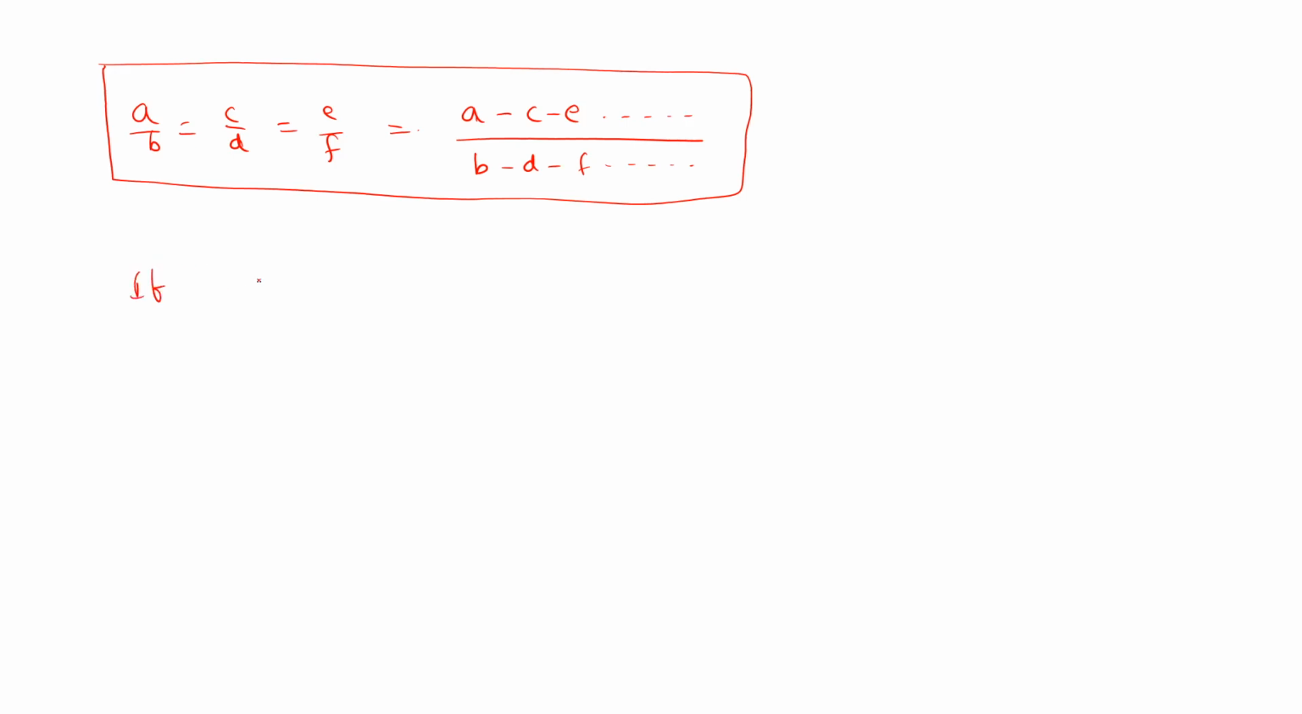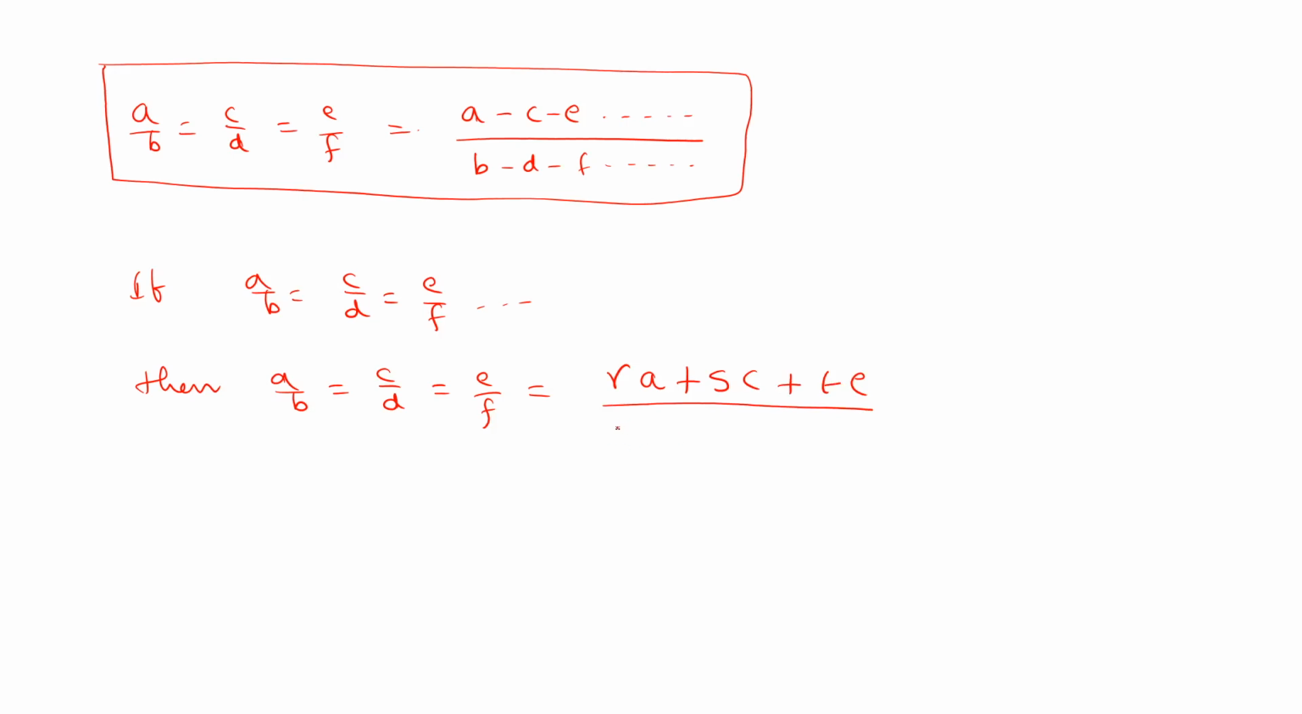And if A upon B is equal to C upon D is equal to E upon F and so on, then A upon B is equal to C upon D is equal to E upon F is also equal to RA plus SC plus TE by RB plus SD plus TF, which is also equal to the given three equal ratios.